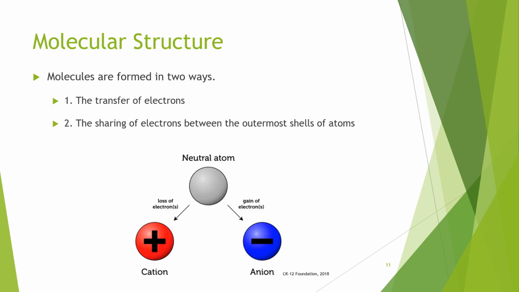And here we can see that, again, the molecules can be formed in 2 separate ways. Either they are transferring their electrons back and forth, or they are sharing those electrons between the 2 outermost shells of atoms.